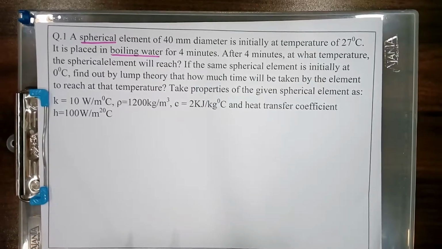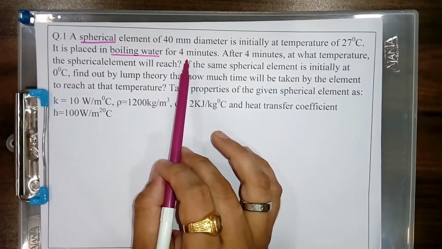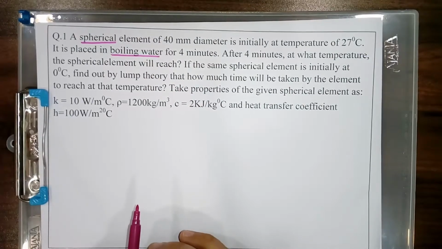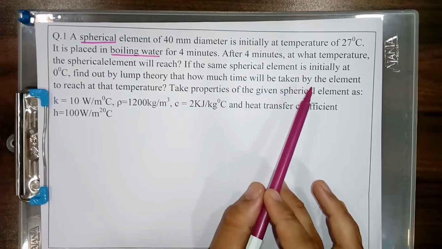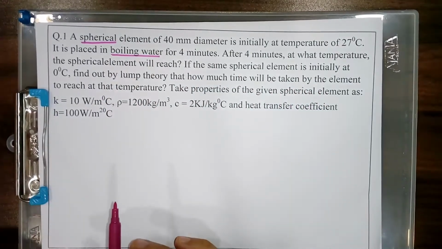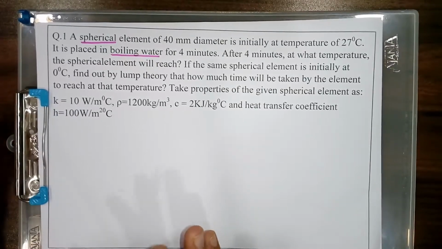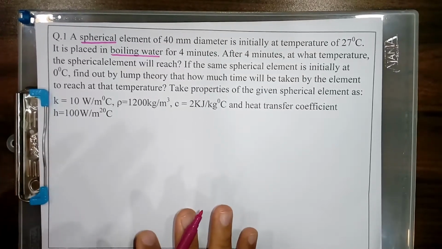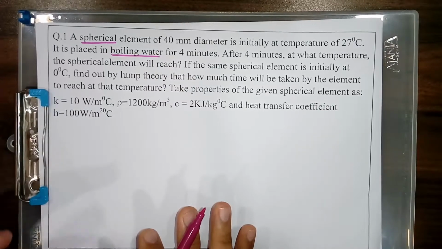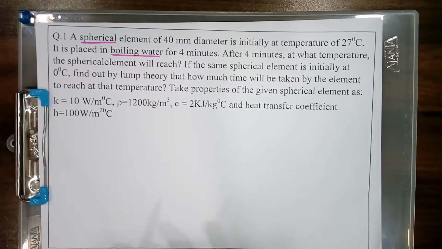So we need to take the medium temperature for this case as 100 degrees, and the time is also given, that we put the element for 4 minutes. After 4 minutes we need to calculate the temperature. Second, if the same spherical element is initially at 0 degrees, now the conditions are changed. So in this numerical we have two different cases: one is initiated from 27 degrees centigrade, and in the second case the heating process is initiated at 0 degrees centigrade.